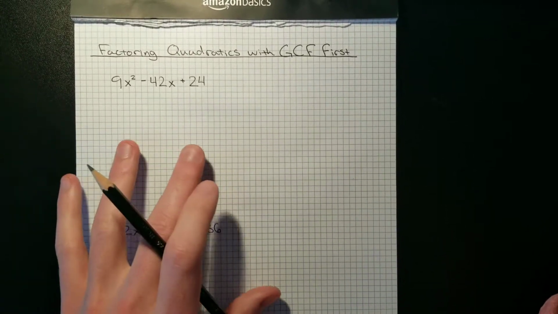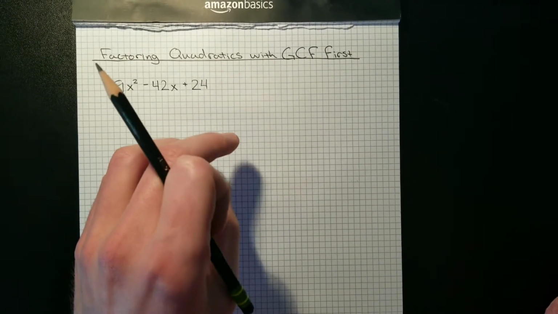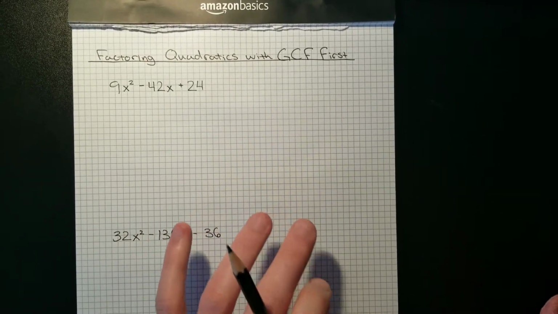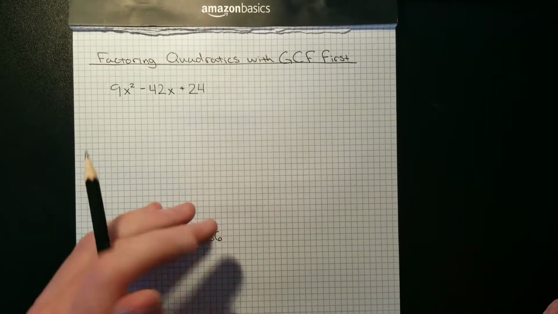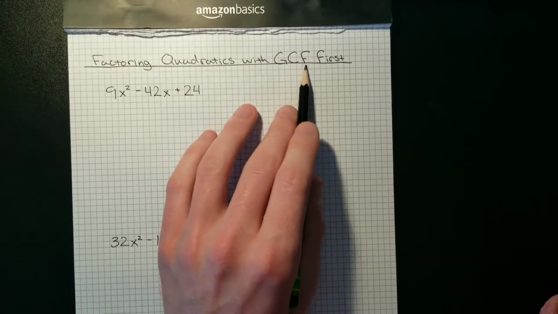You can use either method for anything, it doesn't really matter, between the factoring using the box method or the factoring using the grouping method. If you like one more than the other, go with that one. It doesn't actually really matter. But we're going to add in factoring out a greatest common factor first.